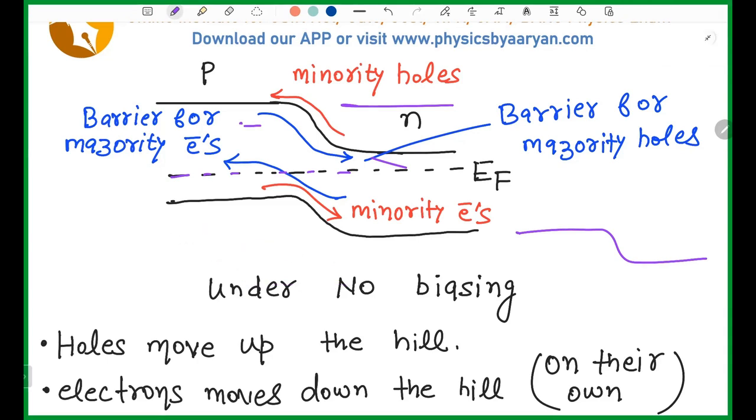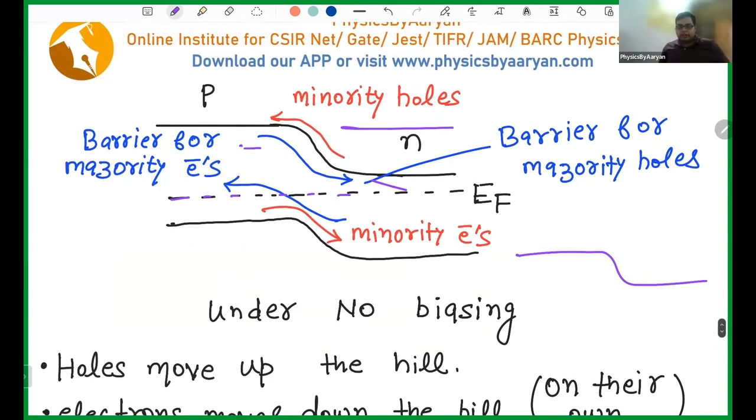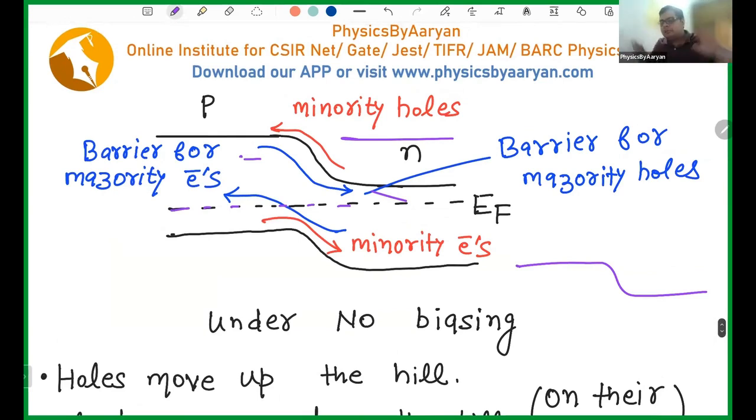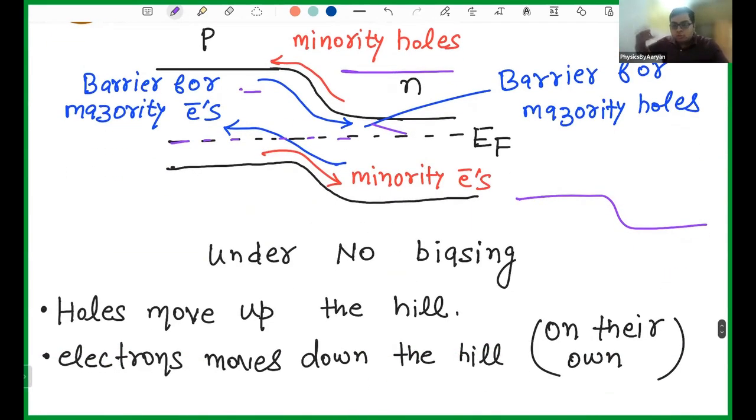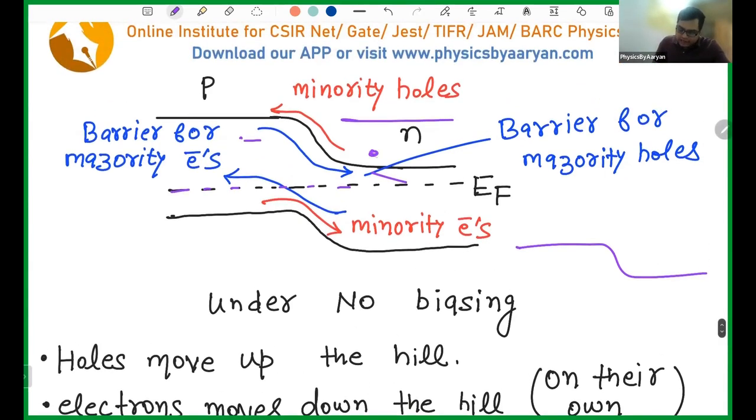Okay. Now there is a very important thing I want to say. Let's say I applied no battery, no battery at all. In the absence of a battery, holes move up the hill by themselves. If I'm applying no battery and I'm a hole, without any need of any external help, I can move up. So electrons from N can move up. So can you tell me, are electrons in N majority or minority?